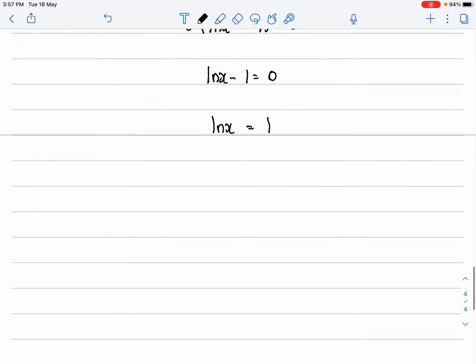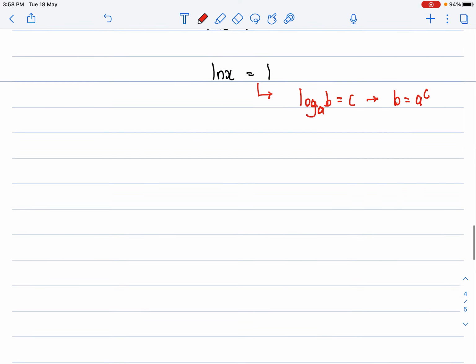Got it? So now I know a log property here which I can use, that is log of b with the base a, which is equal to c, can be written as b equals a raised to c. Correct? This is what I can write. So I know the base of ln is e. So I can write this as x equals e raised to 1.